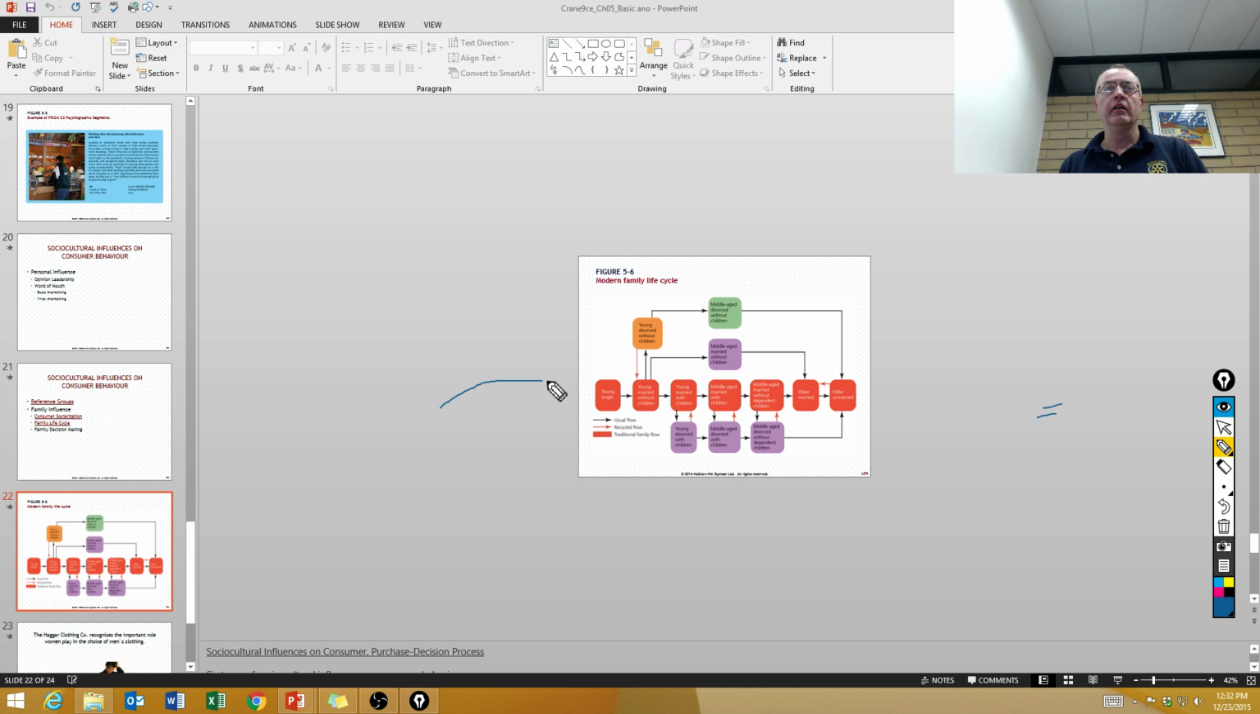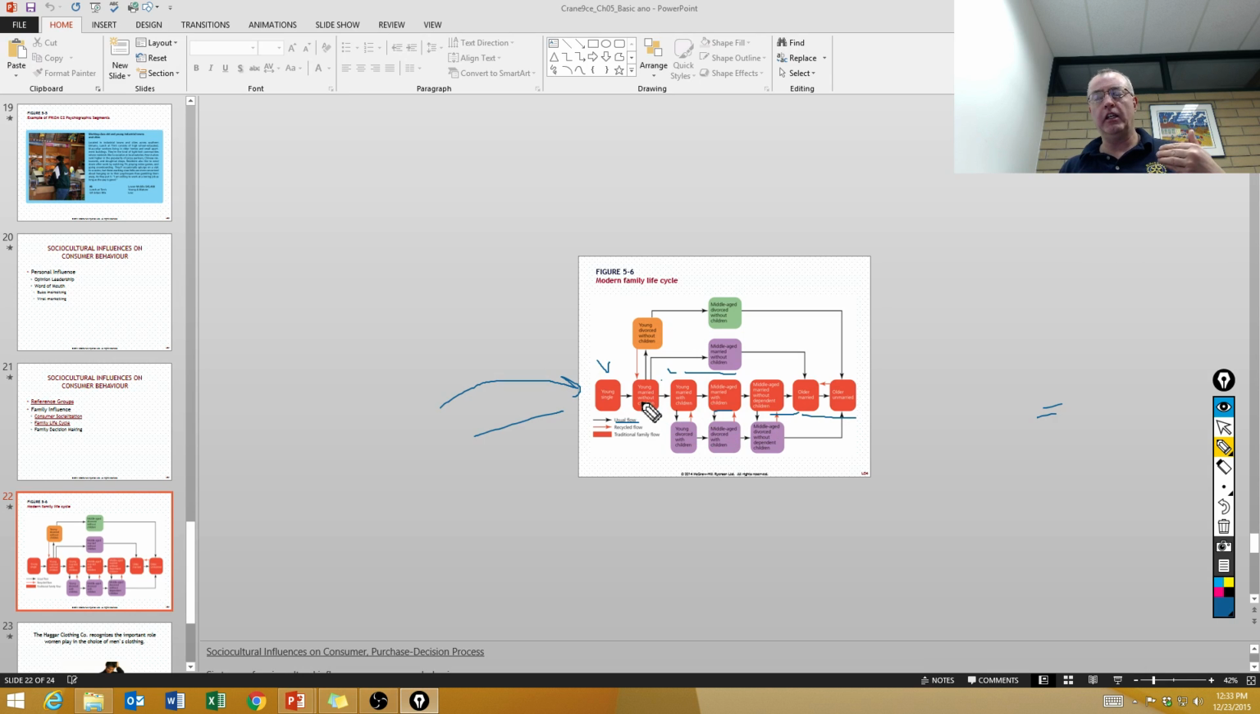When we're young, parents tend to buy us clothes and toys. And then as we grow older, we tend to buy more clothes. So here we're in our youth. Here we're young adult. We get married. So the traditional family life cycle is we're born, we go to school. Once you're done school, you get a job, you get married, you have kids. Kids leave home, and then you retire.